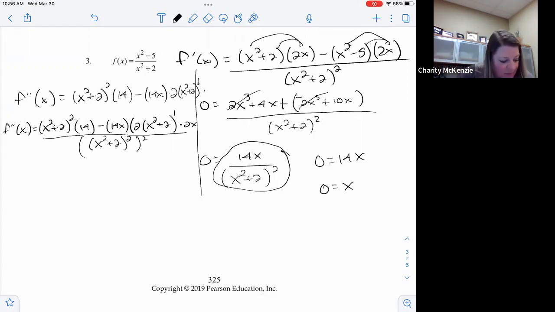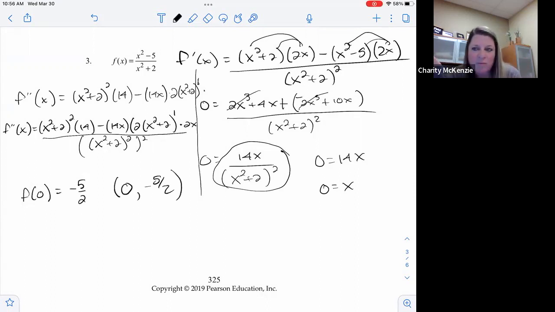So let's go ahead and do our value. If I put into the original function my critical value of 0, I get out -5/2. So this is my point I'm looking at, 0, -5/2. That's our only point because we had one critical value. Then from there, I need to put that 0 into this derivative here, the second derivative. So if I put a 0 here, 0 squared is 0 plus 2 is 2.